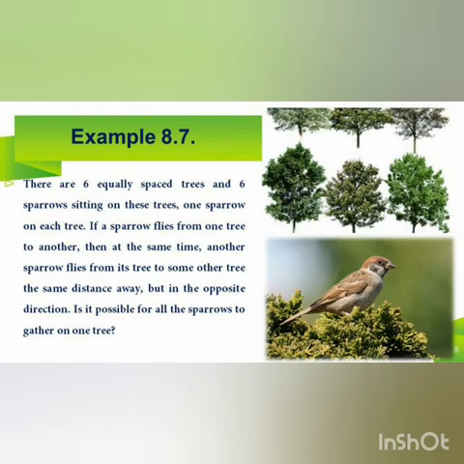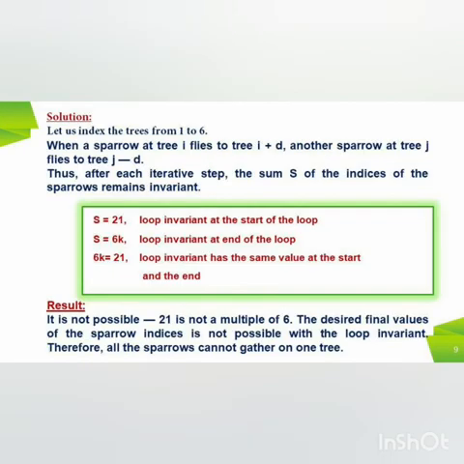Then, if a sparrow flies from one tree to another, at the same time another sparrow also flies from one tree to another but in the opposite direction. Now the problem: is it possible for all the sparrows to be together on one tree? Actually, there is no possibility here. Let's find out. Let us index the trees from 1 to 6. Totally we have 6 trees, so we have to give an index value to each tree. The index of a sparrow is the index of the tree it is currently sitting on.